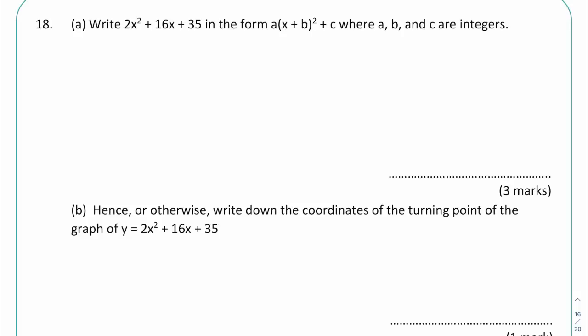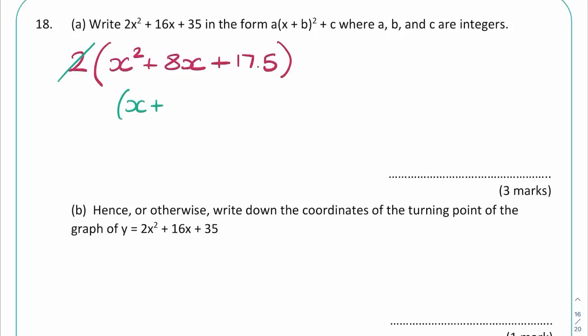So if we take the 2 out to start with, and remember the 2 doesn't disappear, we're just factorising 2 out. So you get 2 lots of x squared plus 8x plus, and you can either write that as 35 over 2 or you could write it as 17.5. Completely up to you. Now I can actually go about completing the square just for what's inside the bracket. So at the moment I'm just going to ignore the 2 and just complete the square. So that'd be x plus 4 in brackets squared.